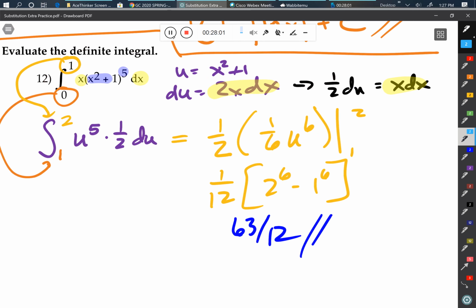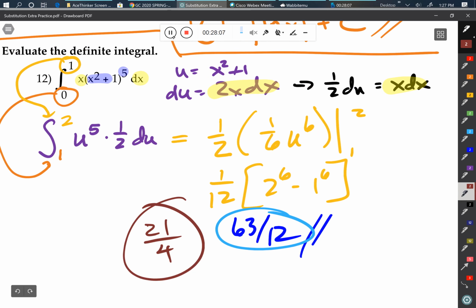I just saw something. I think this simplifies. Those both divide by 3. That's 21/4. Probably should have done that.